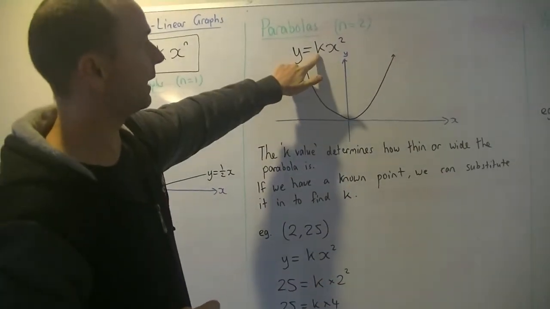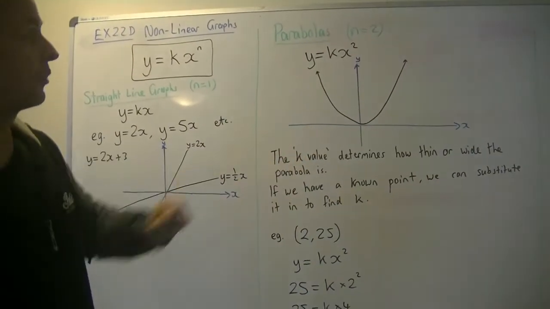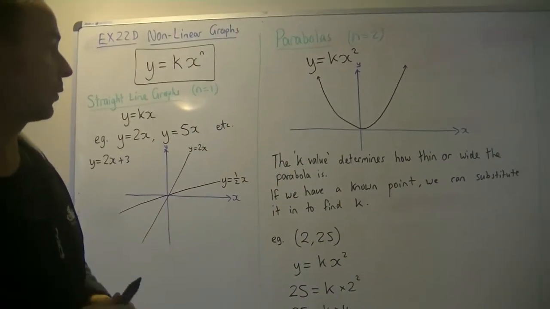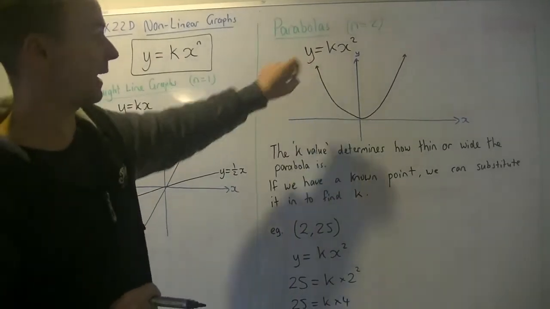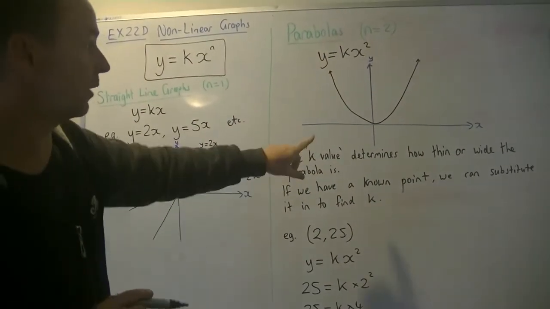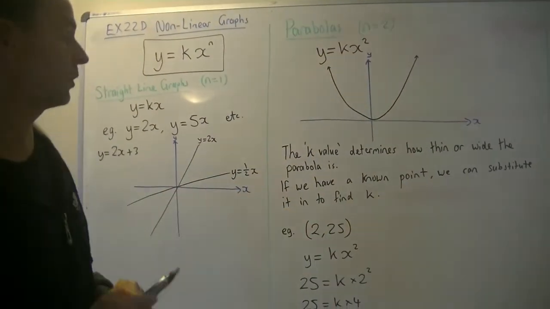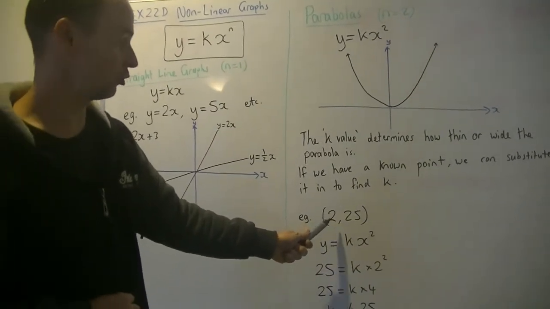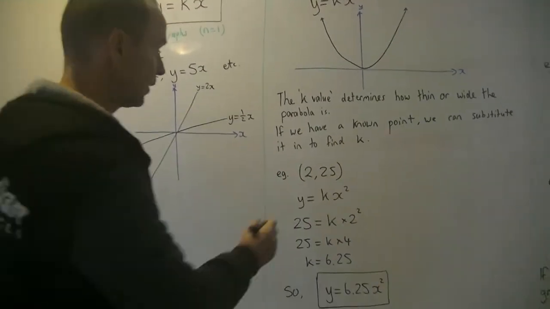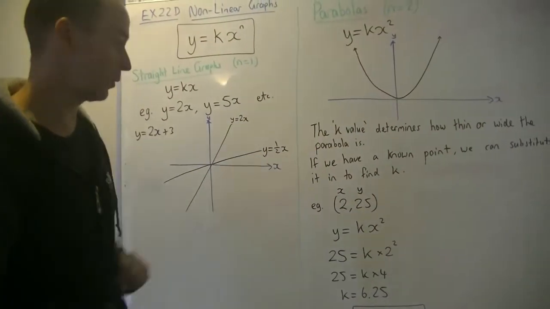But we need to find out that value of k. So I've written a few notes here. The value of k determines how wide or thin the graph is. And the way we find the value of k, if we know one point on that graph somewhere, we know an x value and a y value, so we can substitute that value in to find k. So an example, if we know the point (2, 25), this is our x value and that's our y value. Remember the x and y coordinates?